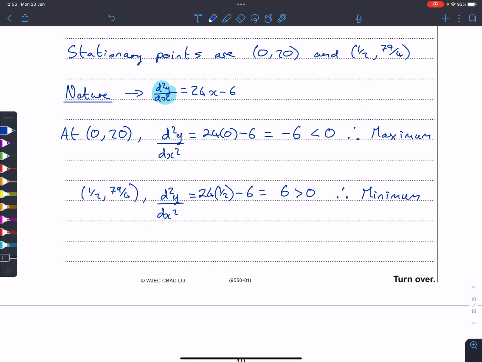So the key things that WJC are going to want to see are these things here. We need to show that it's less than 0. There's no point in saying it's -6, therefore it's a maximum. You need to state that it's less than 0, and also that this one's more than 0 to get a minimum.